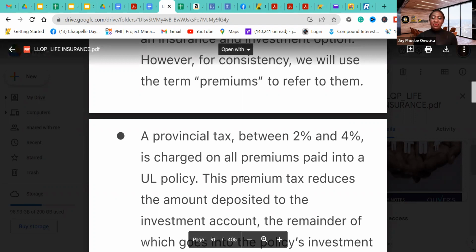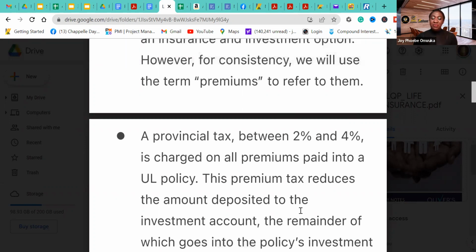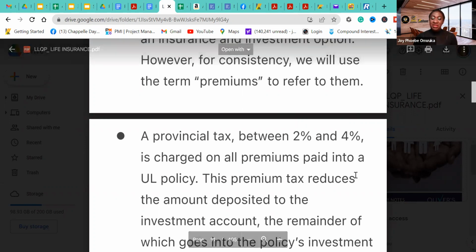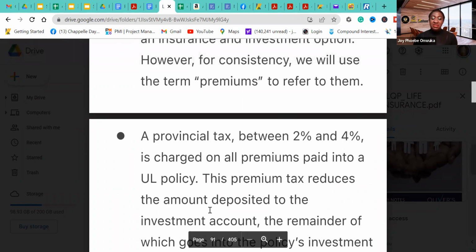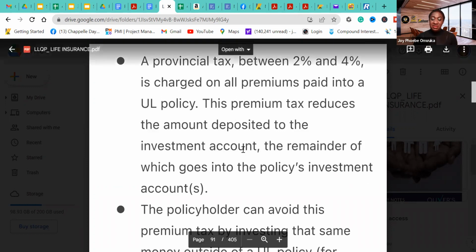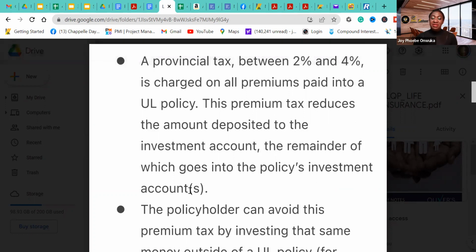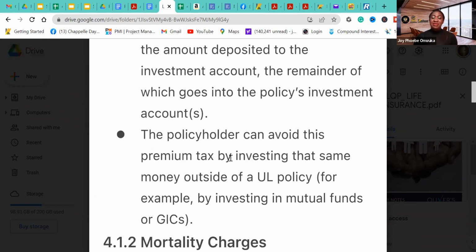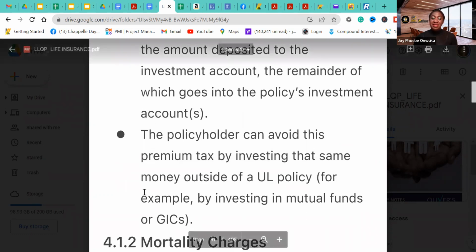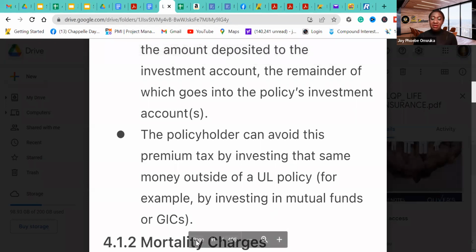Now, a provincial tax between 2% and 4% is charged on all premiums paid into a universal policy. This premium tax reduces the amount of the deposit to the investment account, and the remainder goes into the policy's investment account. The policyholder can avoid this premium tax by investing that same money outside of a universal policy, for example, by investing in mutual funds or GICs.